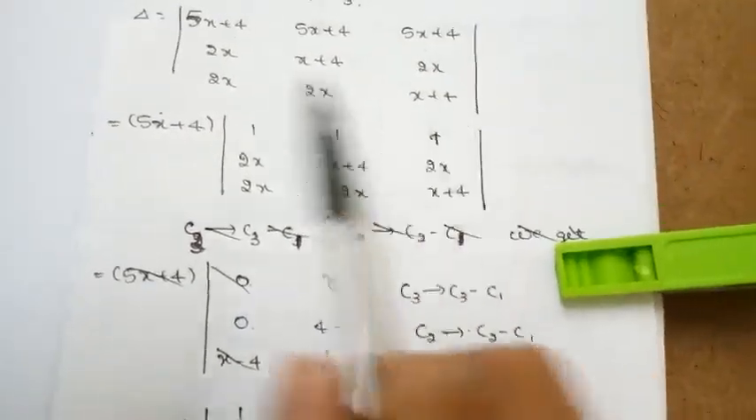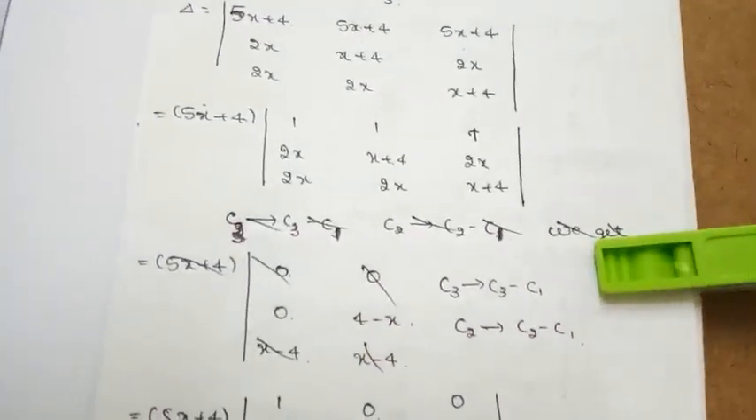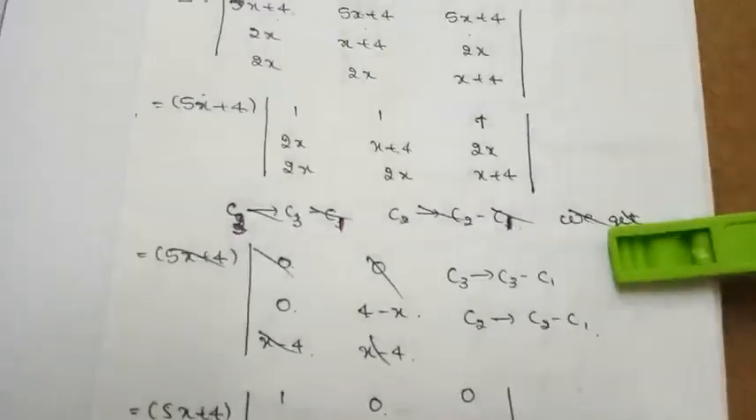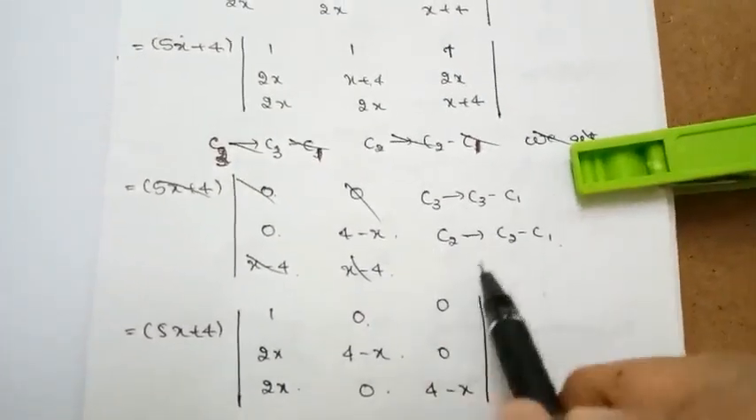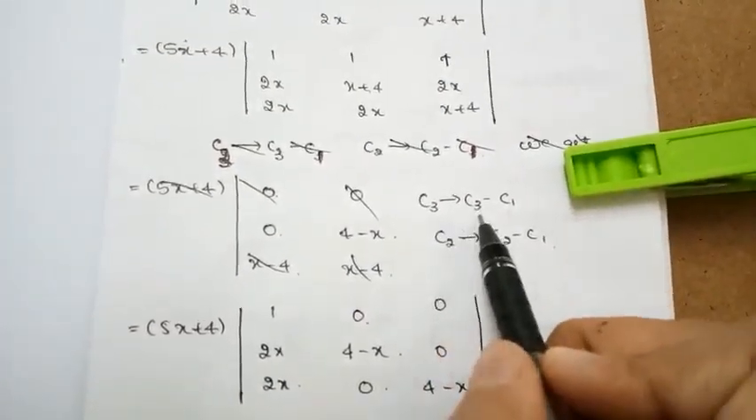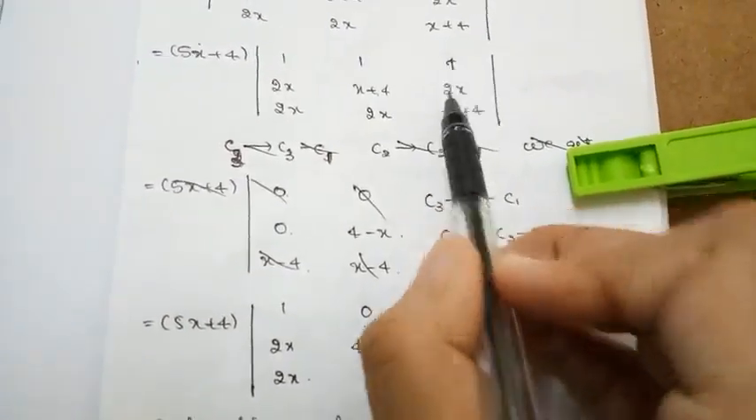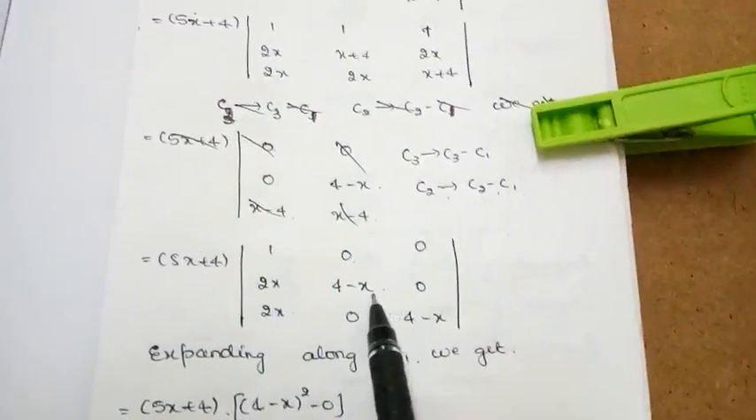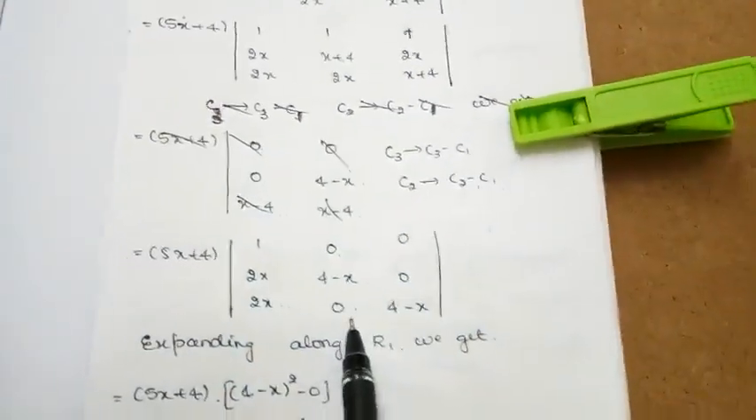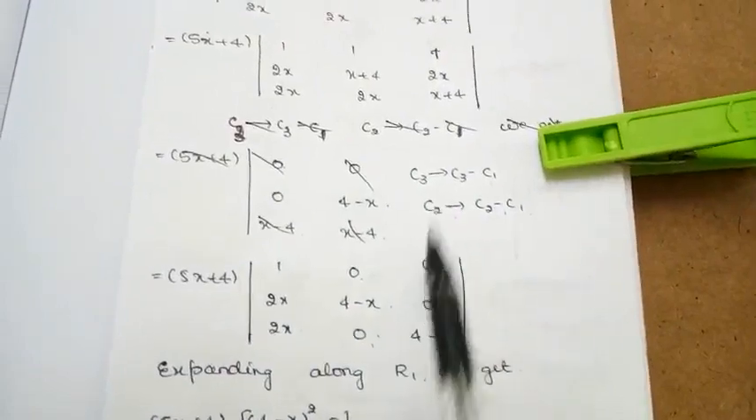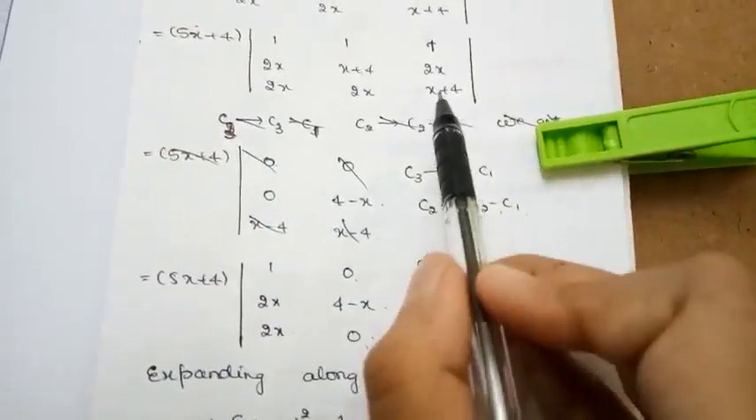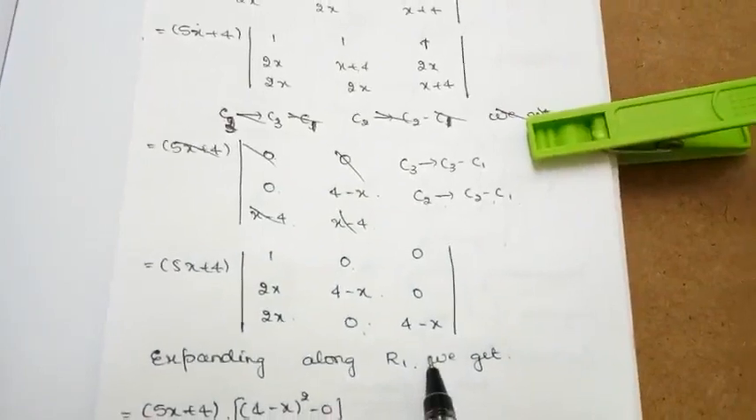As usual, we are seeing one common here. So I am making any two elements equal to 0. So I am applying two column operations. What are those column operations? C3 implies C3 minus C1 and C2 minus C1. So there is no change in the first column, it remains as it is. C2 minus C1: so 1 minus 1 is 0, x plus 4 minus 2x becomes 4 minus x, 2x minus 2x is 0. Again 1 minus 1 is 0, 2x minus 2x is 0, x plus 4 minus 2x is 4 minus x.